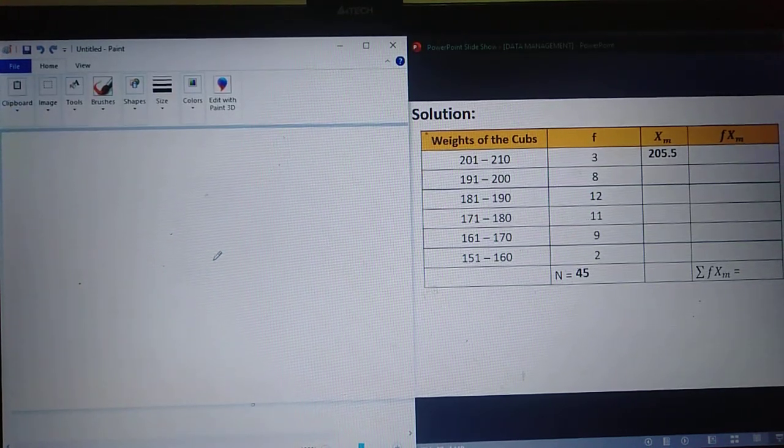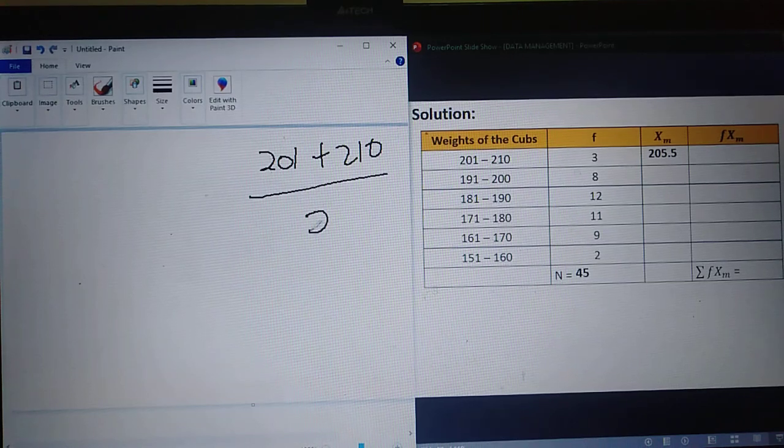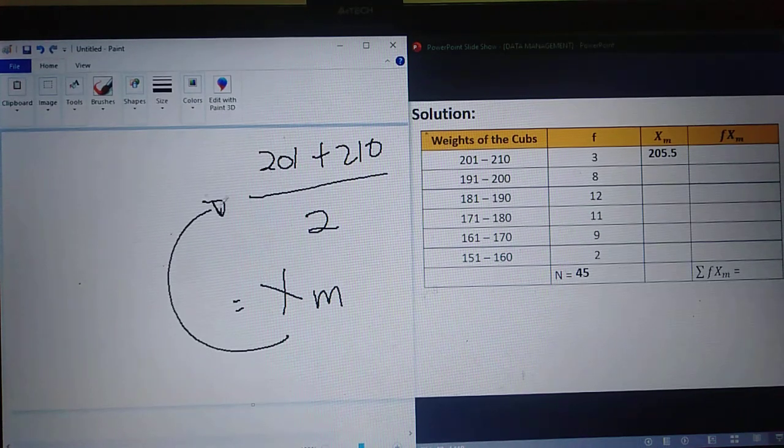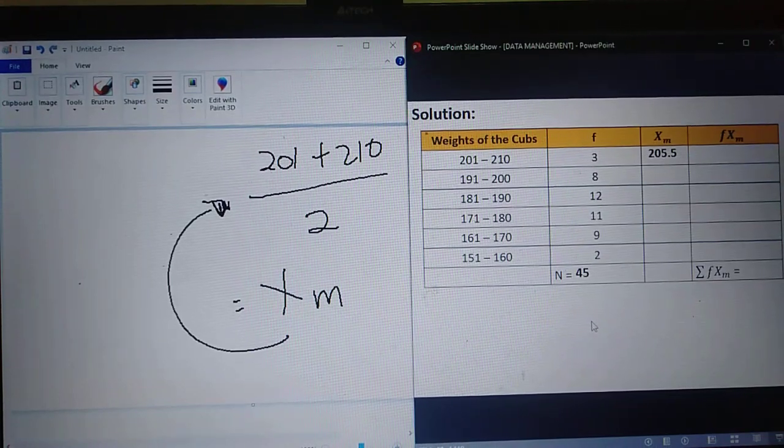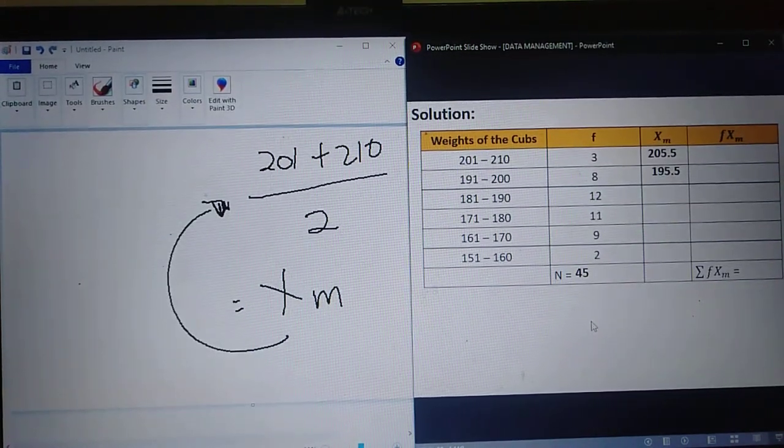Okay, i-add mo yung class mark. Ayan, 201 plus 210 all over 2. That is class mark. Ayan, that is the process in getting the class mark. Same process hanggang sa pinakadulo. So, 191 plus 200 divided by 2, we can get 195.5 and followed by 185.5, 175.5, 165.5, 155.5.